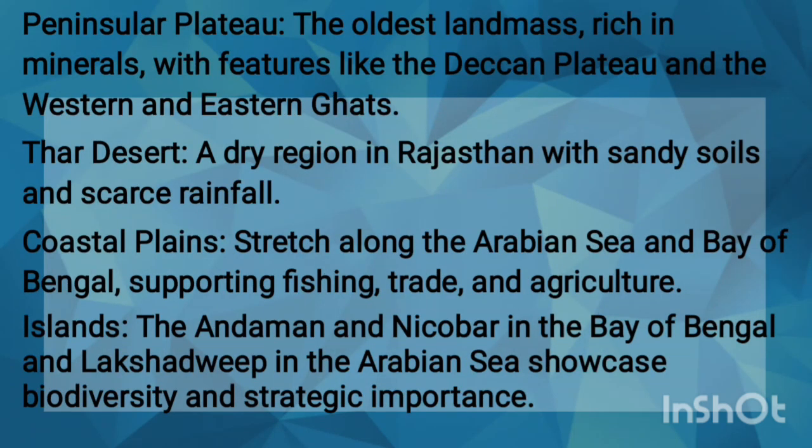The Peninsular Plateau, the country's oldest landmass, is rich in minerals and includes features like the Deccan Plateau and the Western and Eastern Ghats. The Thar Desert in Rajasthan is a dry region with sandy soils and scarce rainfall. The coastal plains stretch along the Arabian Sea and Bay of Bengal, supporting fishing, trade, and agriculture. Finally, the islands of Andaman and Nicobar in the Bay of Bengal and Lakshadweep in the Arabian Sea are known for their biodiversity and strategic importance.